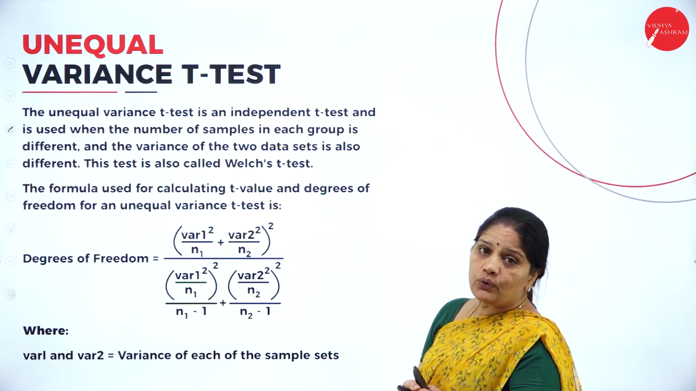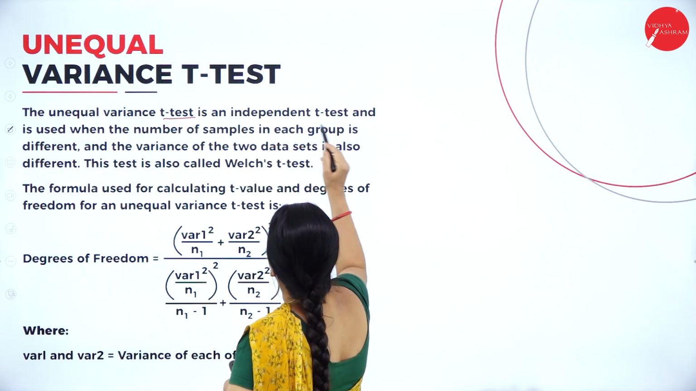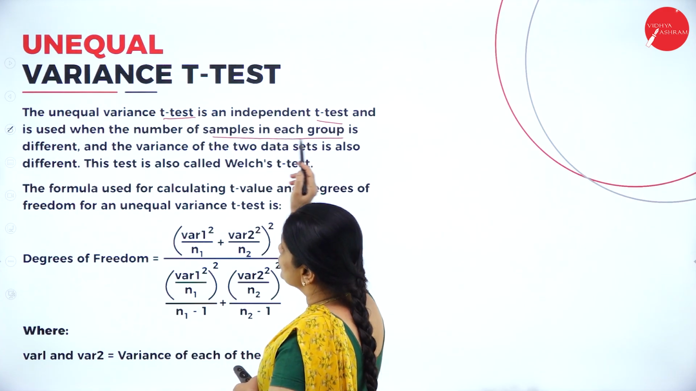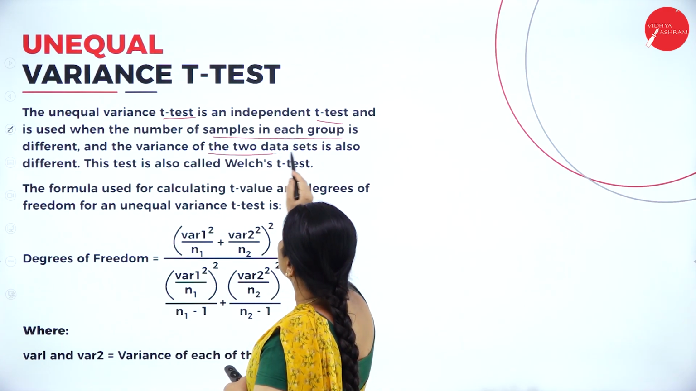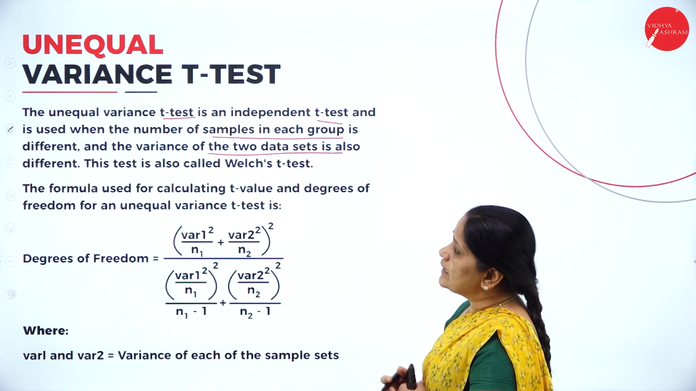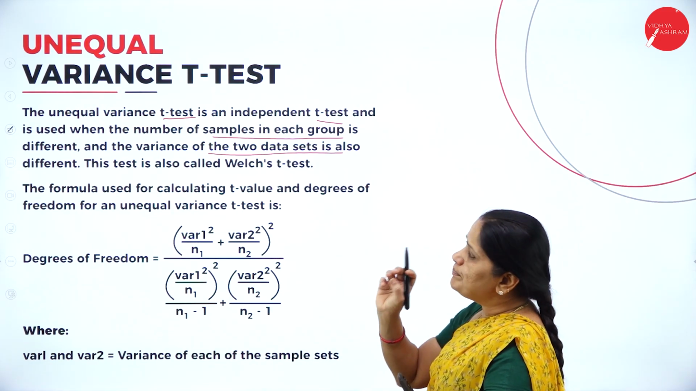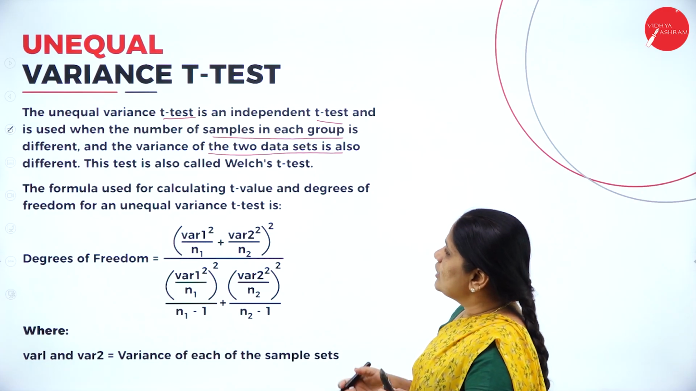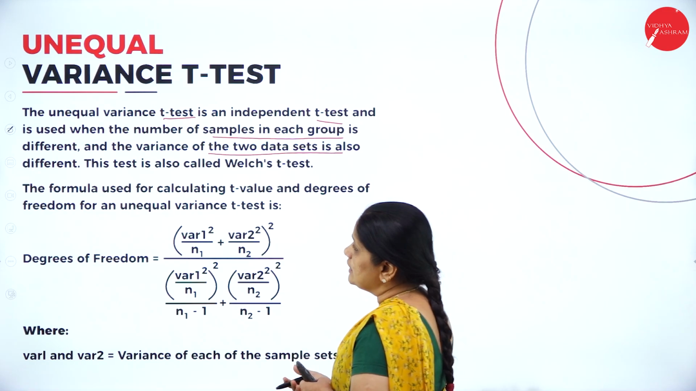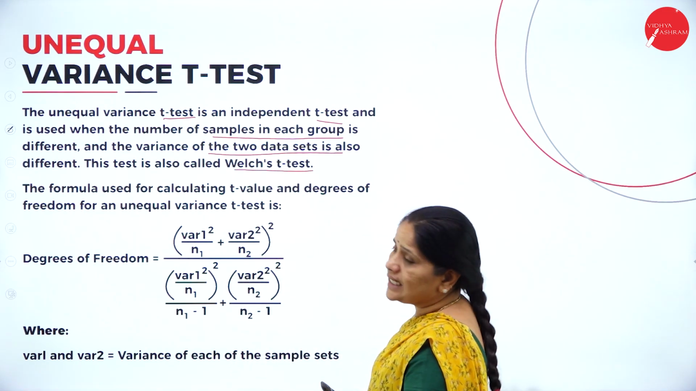Next, the unequal variance t-test. The unequal variance t-test is an independent t-test and is used when the number of samples in each group is different and the variance of the two data sets is also different. So this kind of unequal variance t-test is used when the number of samples in each group is different and also when the variance of the data sets is different. This test is also called the Welch t-test.